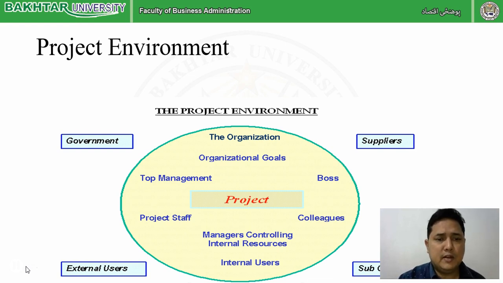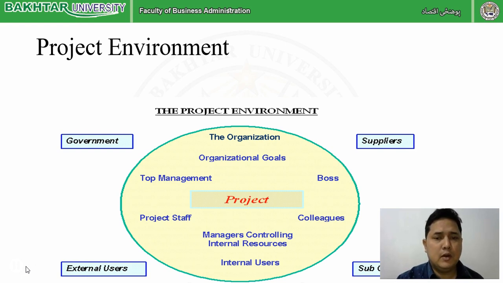If you go outside the project or outside the organization, they are all the external environment, like the government. What is the government policy? What are their rules and regulations for that particular environment, that particular business, that particular project? If it is international, what is the rule? What is the support from the government?